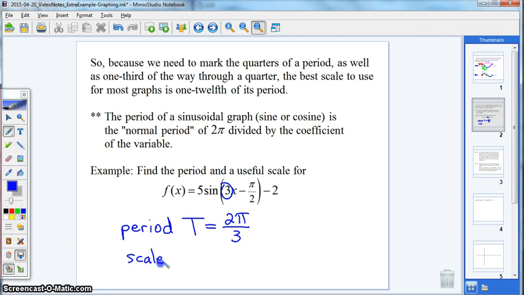Based on that, I'm going to calculate a scale that might be very useful on the x-axis. I don't have a symbol for that, but I take that new period and I do 1/12 of it. That means, of course, to multiply by 1/12. Beautiful thing about fractions, they cross cancel, and I get that a useful scale for this graph is pi 18ths, which we will see how that plays out in just a little bit.